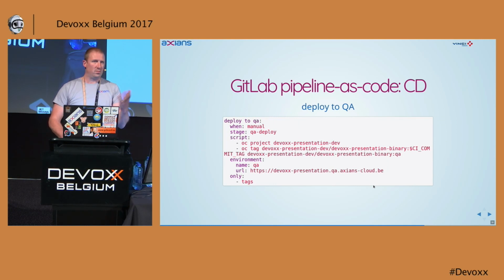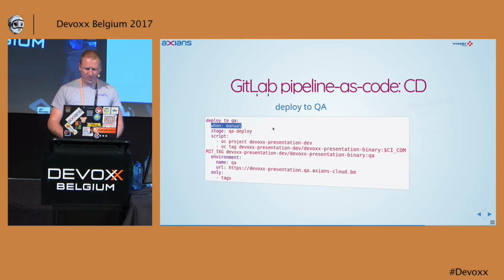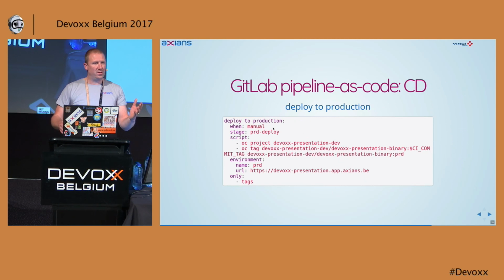QA, exactly the same as int, but what is worth mentioning is that in some cases you don't want this to happen automatically. You want this to be manual, and then in the UI you need to push a button to say, okay, deploy this one to QA, please. Exactly the same for production.